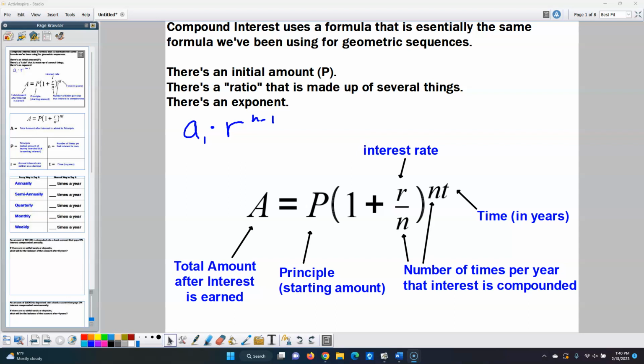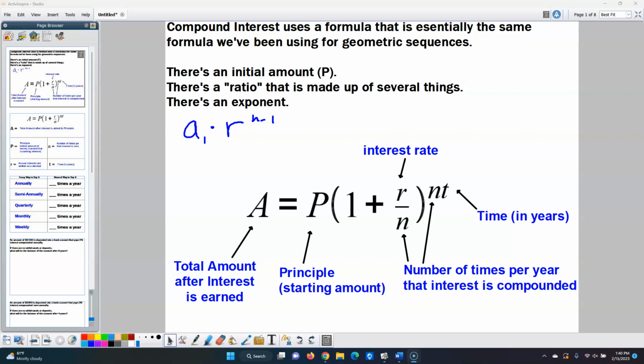Principal, not principal, but principal. It's going to be whatever you start with, whatever you're going to deposit into a bank account, getting so much interest. Interest rate, that's going to be written as a decimal. So if it says 5%, we're going to write it as 0.05. If it's 9%, 0.09. If it's 2.5%, we're going to write that as 0.025.